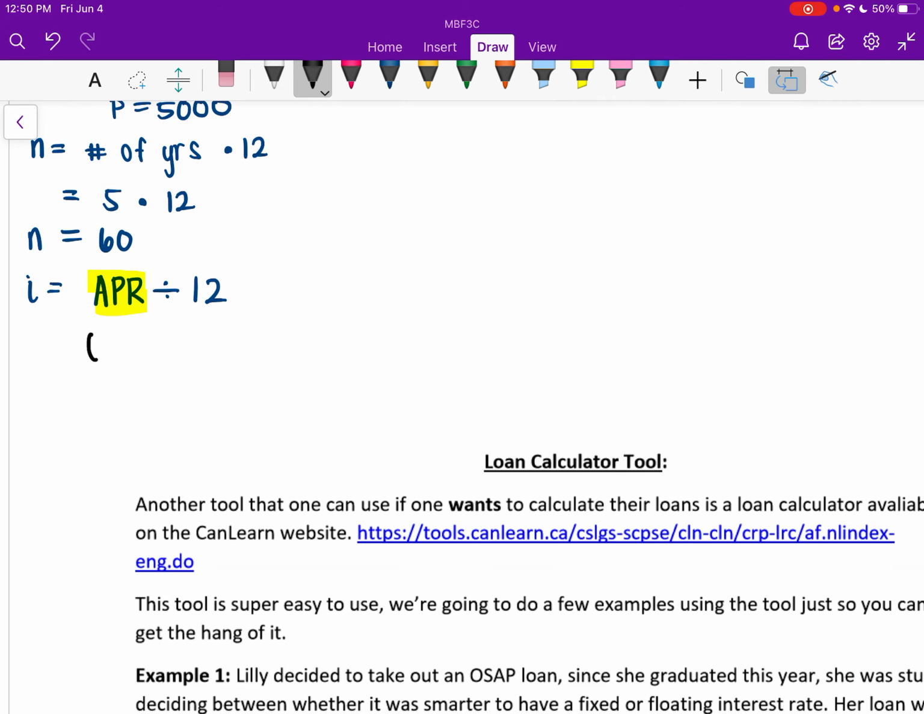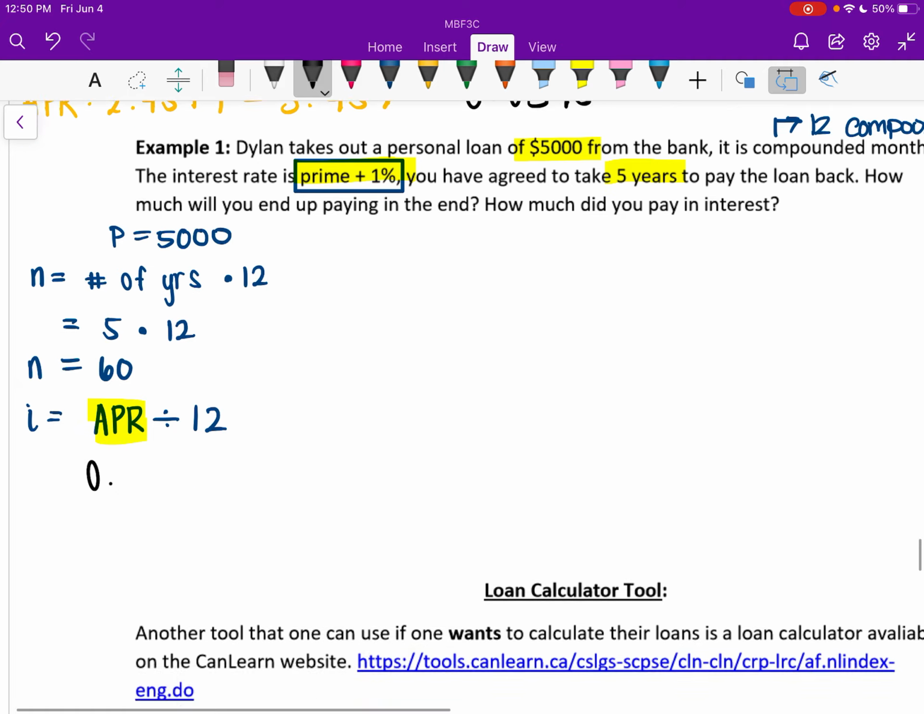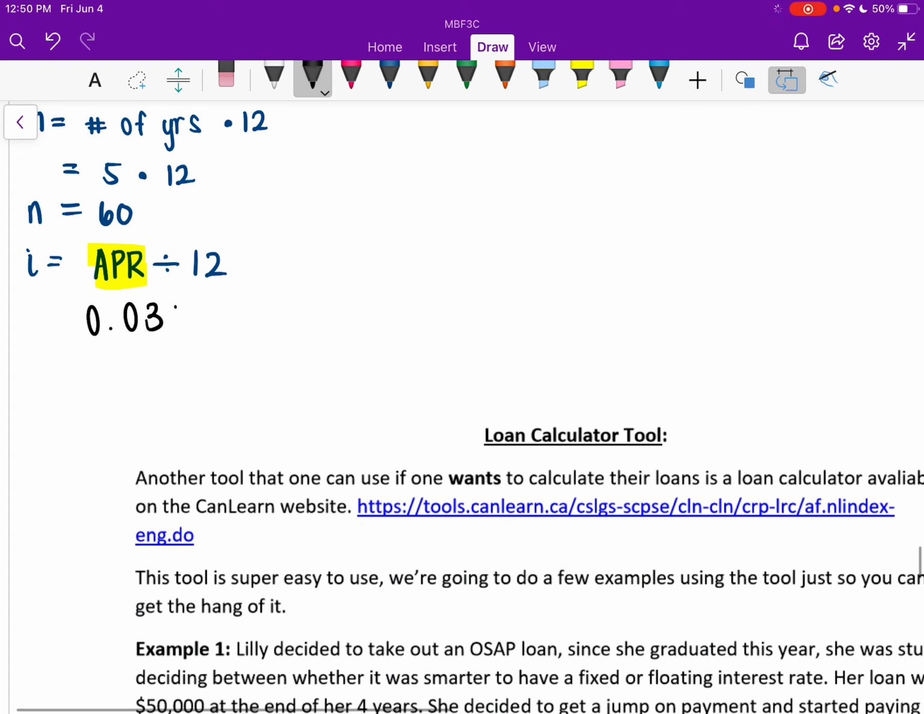So then our APR is going to be 0 point, and I'm just going to take 3.45% and divide it by 100. And that's going to be my annual percentage rate. So it's going to be 0.0345 divided by 12. Right? And then just go into your calculator, throw that in there, and it should give you 0.002875. So I'm going to say I is equal to 0.002875. That's my I value.